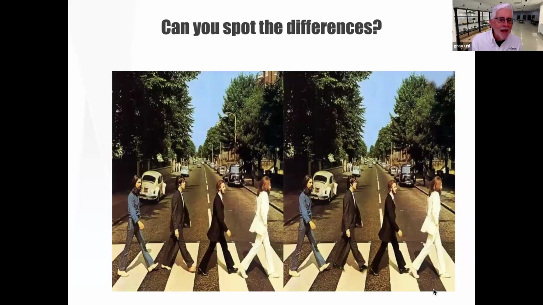Right off the bat, I want to do something fun. Here I've got two pictures. This is obviously the Beatles. This is obviously Abbey Road. Can anybody see the differences between these two pictures? The two pictures are not identical. I know that looks like I've doubled the picture, but there are differences. So take a moment and see if you can come up with the differences between the two pictures.